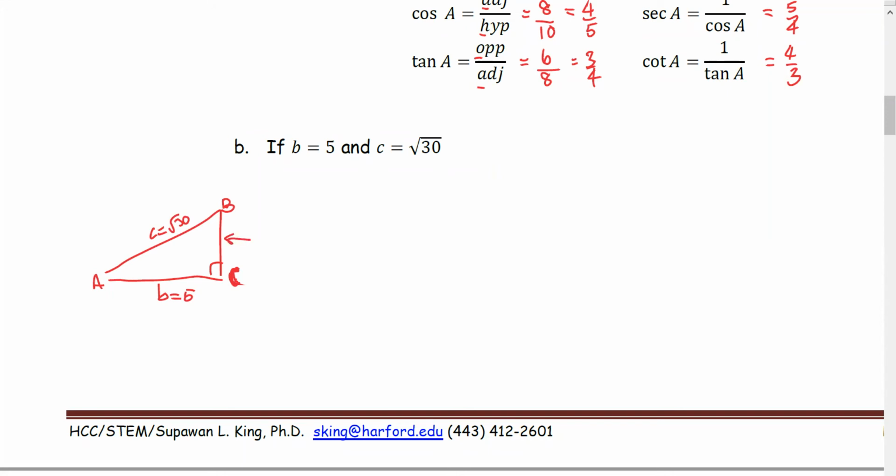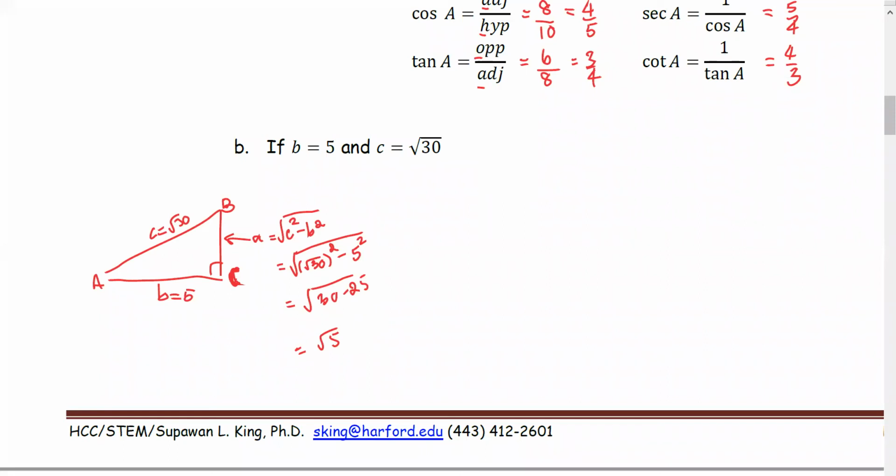We still have to find the side a, which is opposite to angle A. By using the Pythagorean theorem, a squared plus b squared equals c squared, so a is the square root of c squared minus b squared. In our case, c is square root 30, so square root 30 squared minus b squared, which is 5 squared. Simplify to get 30 minus 25, or square root of 5 for the side a, the side opposite to angle A.